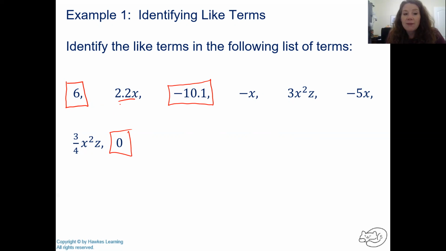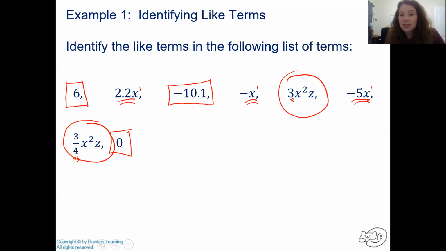All right, so here we have a variable of x raised to the first power. What else do we have x raised to the first power? This one, right? So the coefficient would be -1, x raised to the first power. This one is a like term. The coefficient is -5 times x to the first power. So those 3 are like terms. And then finally, we have x squared z, x squared z. So those variables and exponents make these 2 like terms. This one has a coefficient of 3, and this one has a coefficient of 3/4.